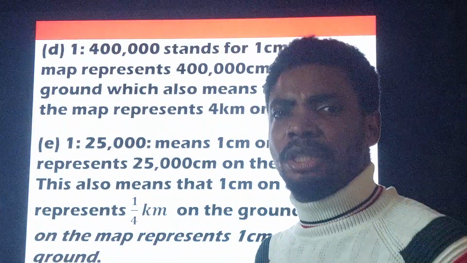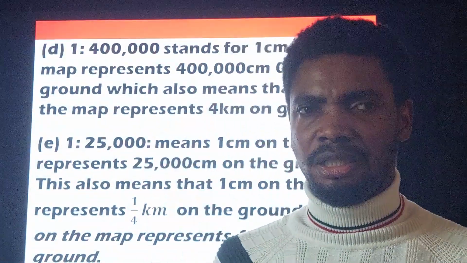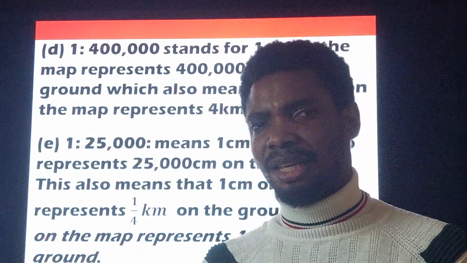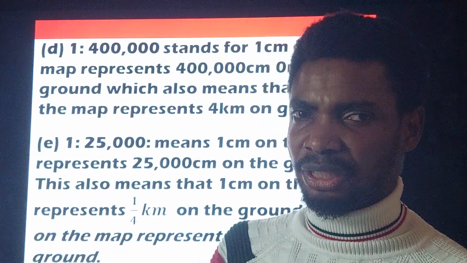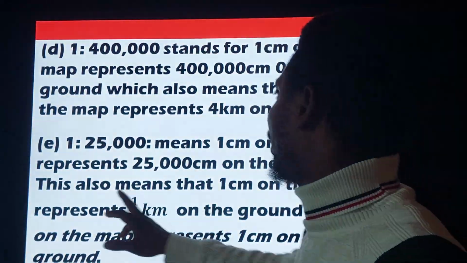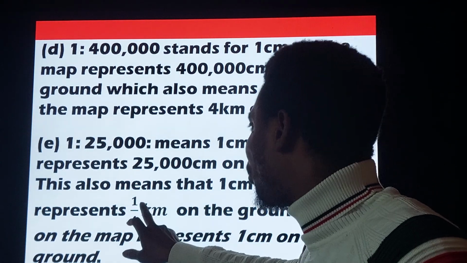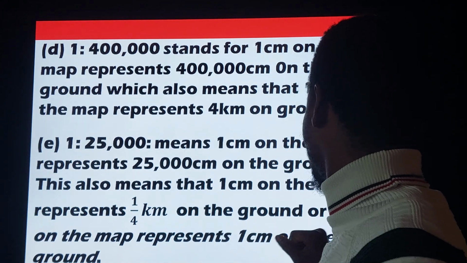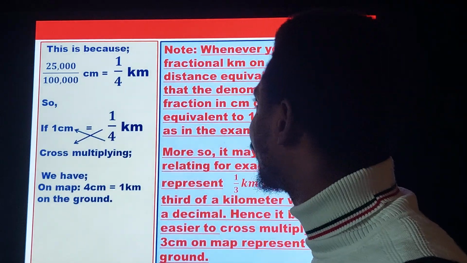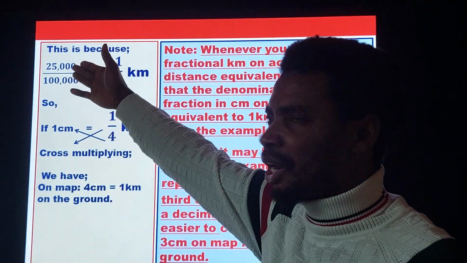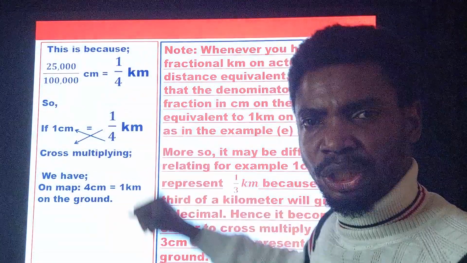1:25,000. What does it mean? Now, 25,000 is 1/4 of a kilometer, because 25,000 is 1/4 of 100,000. Now, look at this. I said this also means that 1 centimeter on the map represents 1/4 kilometer on the ground. Now, if you do something like this, this is 25,000. Let's divide it by 100,000. It will give us 1/4 of a kilometer.